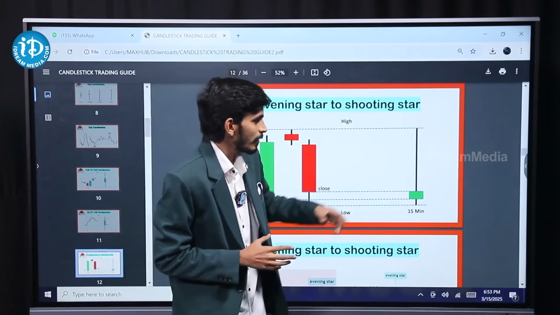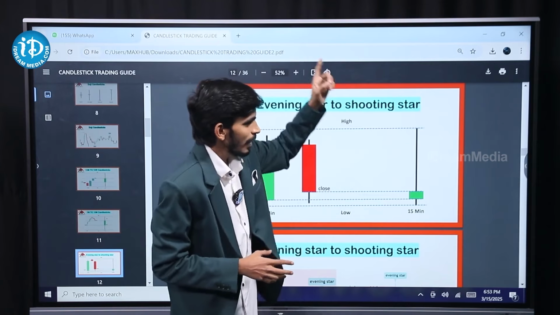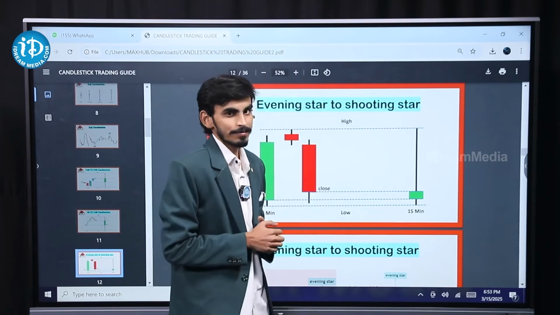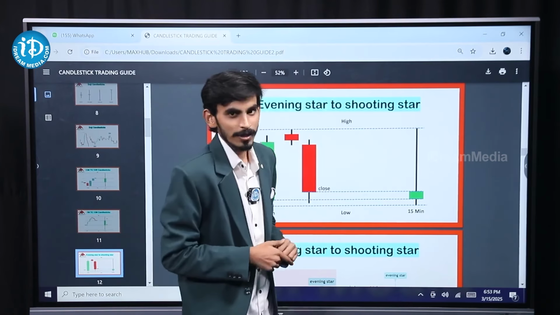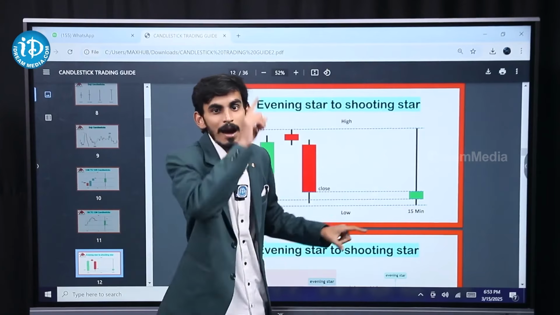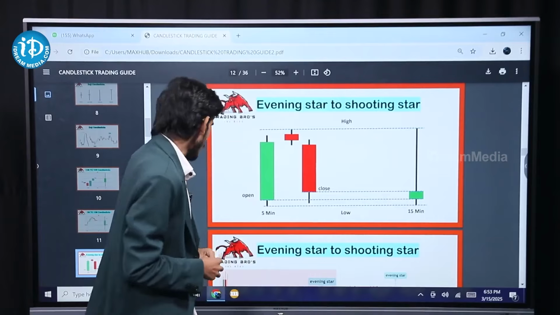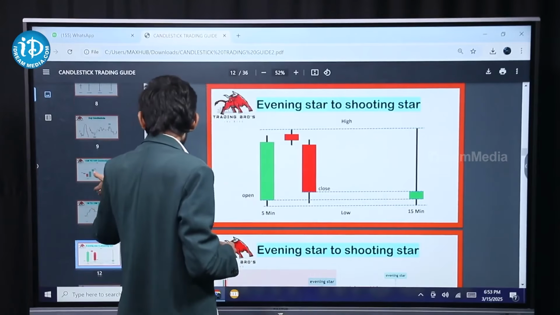Tell me where this is created in the market. Does it draw on the upside? Since it is above the rejection, does it draw on the upside? Does it draw on the downside? Most of the times it draws on the upside. When the market trend goes up and a candle like this is drawn there, then we can understand that the market will reverse down again. Okay.